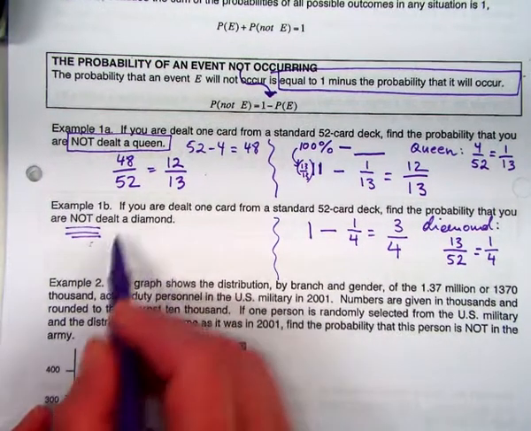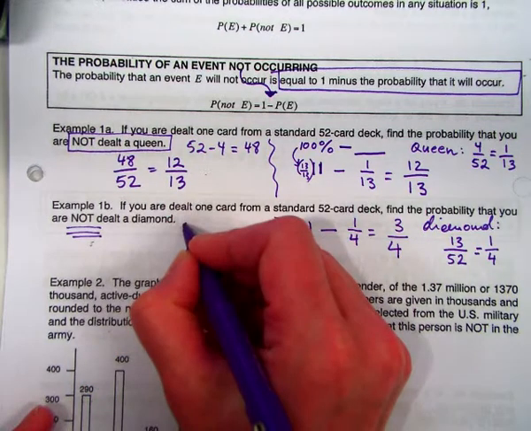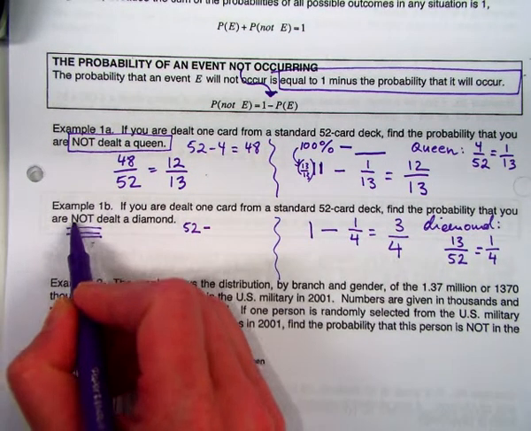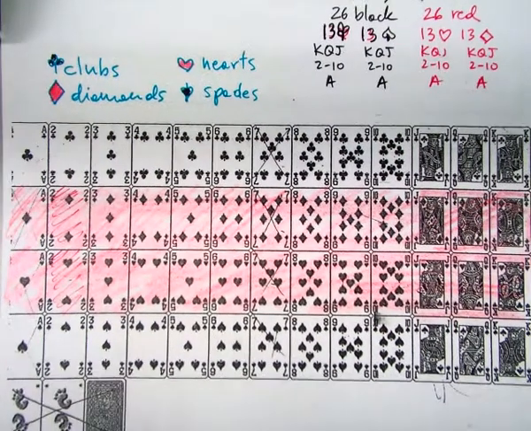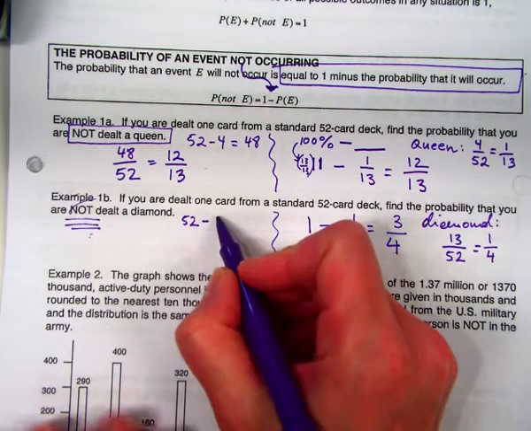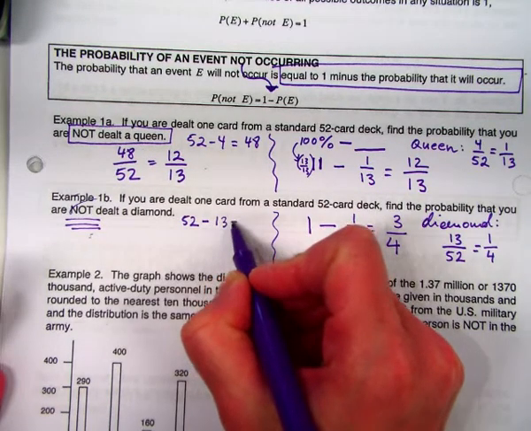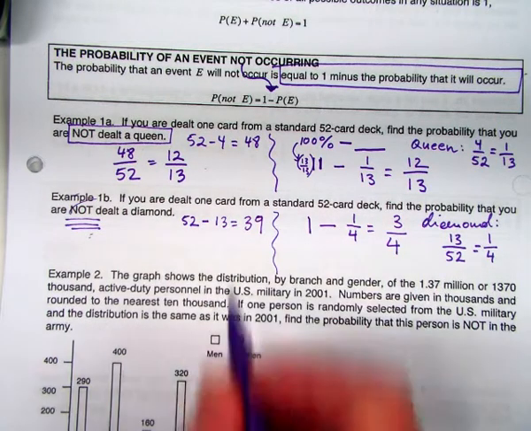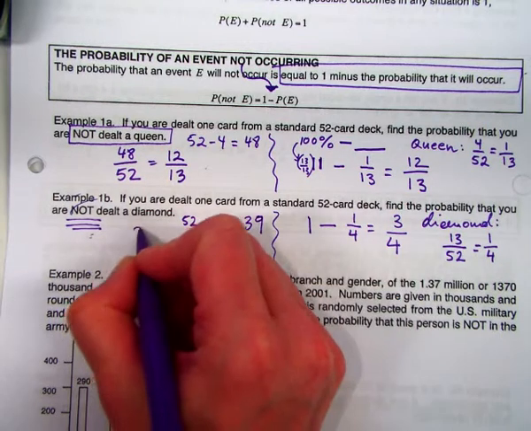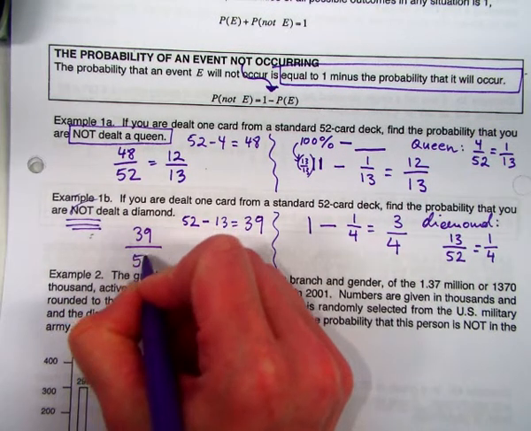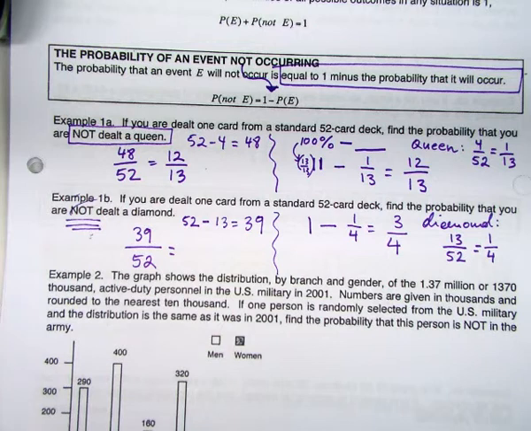Now let's talk about it in this way, because some people like this way better. You have 52 cards. How many are not a diamond? How did you get that? Right, we subtract minus how many diamonds are there? Okay, so there's 13 diamonds, so 52 minus 13 is 39. So we would have 39 over 52. Can you reduce that? What's 39 over 52? Jacob, what'd you get?